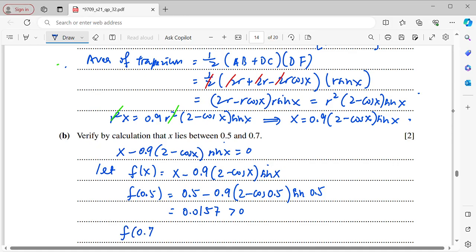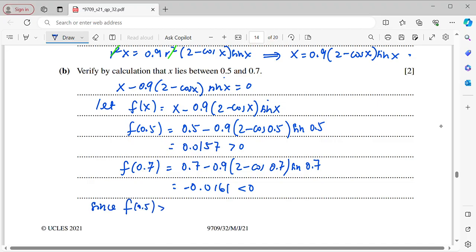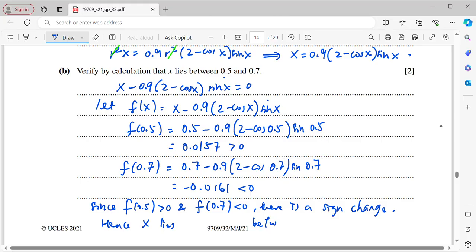And f of 0.7, it will be 0.7 minus 0.9 times 2 minus cos 0.7, then sine 0.7. So this is going to be negative 0.0161, less than 0. So just write, since f of 0.5 is greater than 0 and f of 0.7 is less than 0, there is a sign change. Hence, X lies between 0.5 and 0.7.